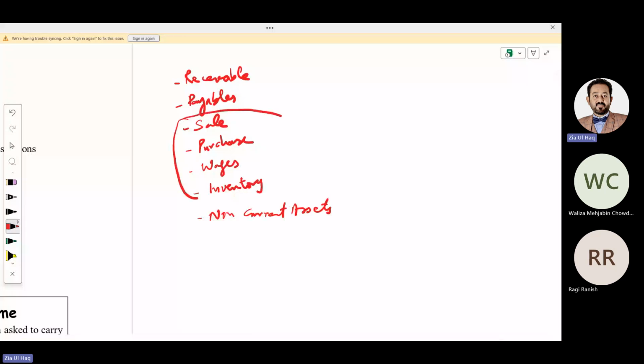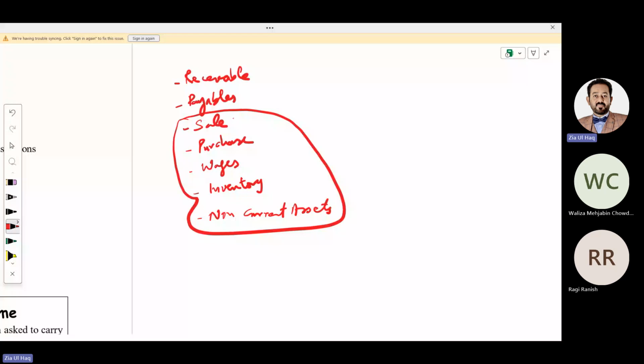These five areas: sale, purchase, wages, inventory, non-current assets. One of them must be tested in the exam. Either there will be a question on sale, or on purchase, or wages, inventory, or non-current assets. What kind of question?